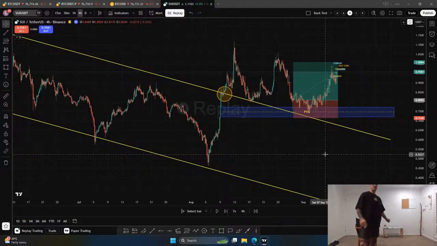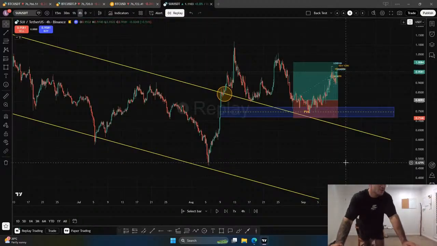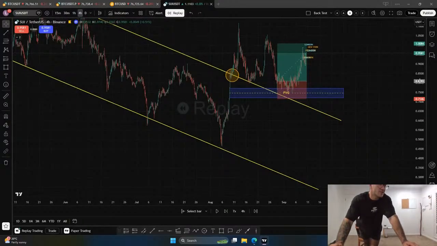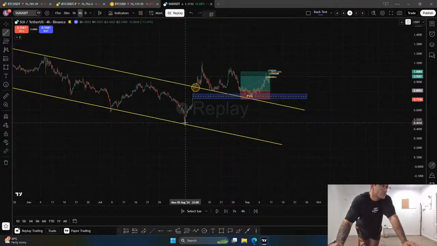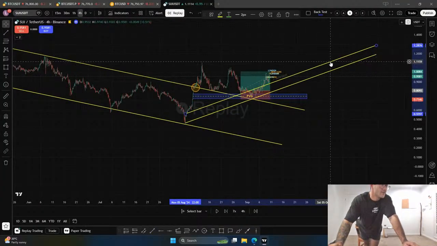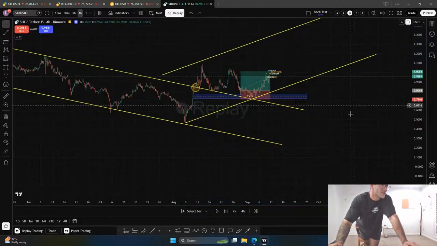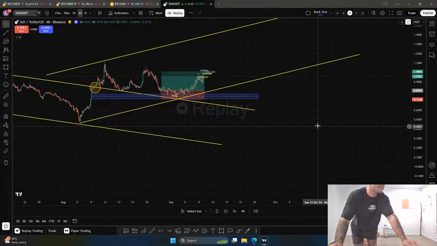So right there, it is a descending channel. It has come outside of that. That gives me the initial thought that we're about to change direction. We're changing direction now. But what I'm going to do is draw another one, clone it. We have found another channel. Woohoo.